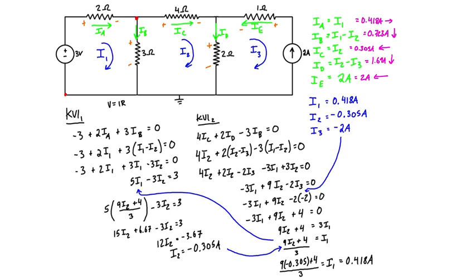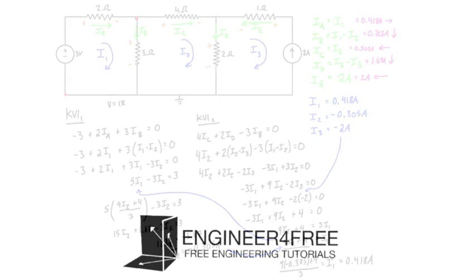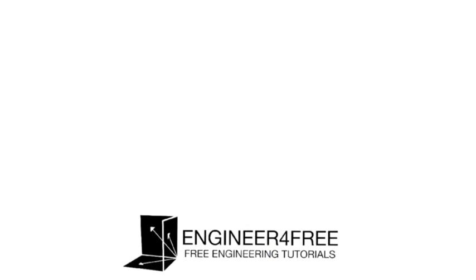So yeah guys, hopefully that's clear, hopefully that example helps, and I will see you in the next video where we'll go over super mesh, which is a slightly modified version of this which we have to use in case there is a current source in between two meshes.